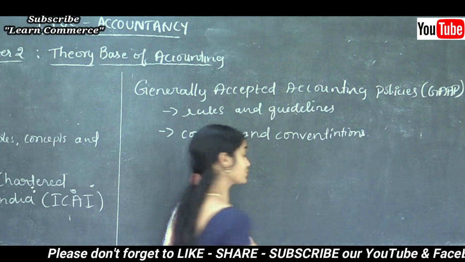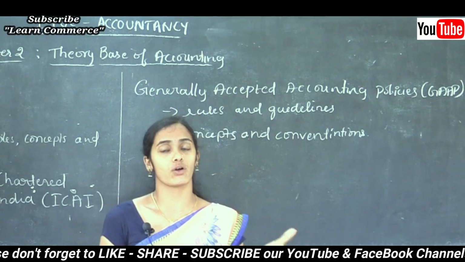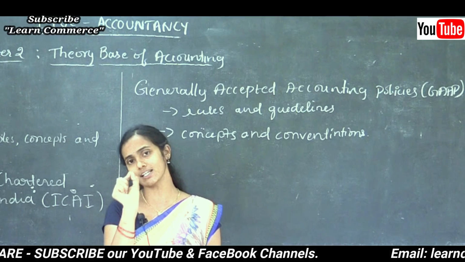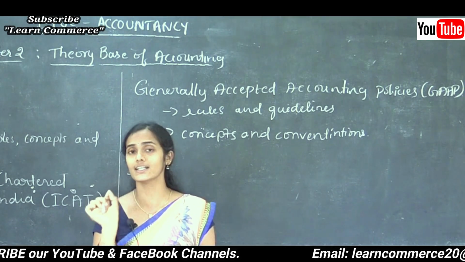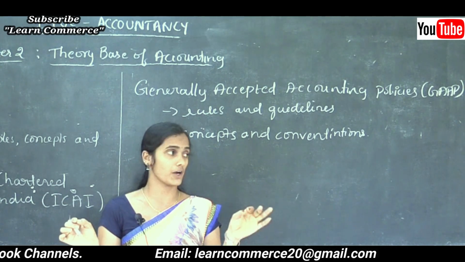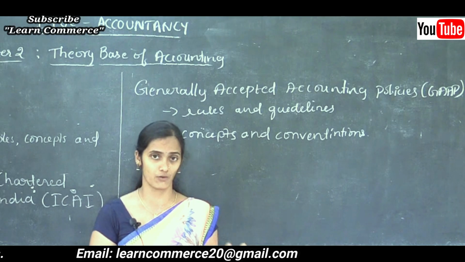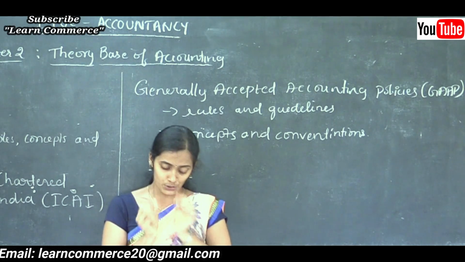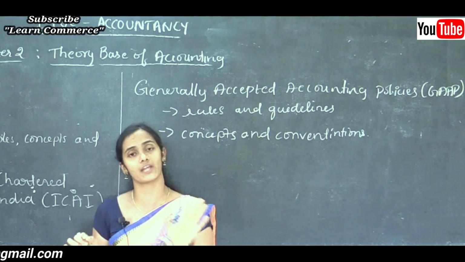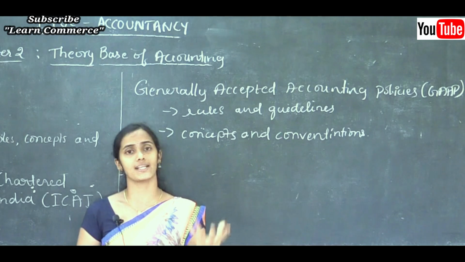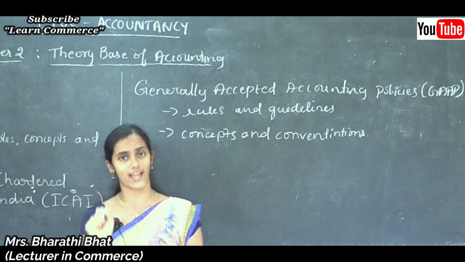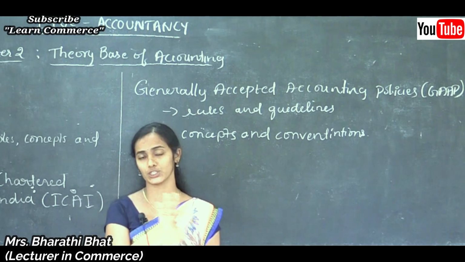Conventions. Student, without knowing these concepts or conventions, we cannot pass a single journal entry. We cannot pass the journal entry for purchase of goods. We cannot pass the journal entry for sale of goods, because to record a single transaction, we need to follow some of the rules. We need to follow some of the assumptions. We need to know some basic concepts, basic principles. Based on that principle or rule only, we can record the transaction in the books of accounts.